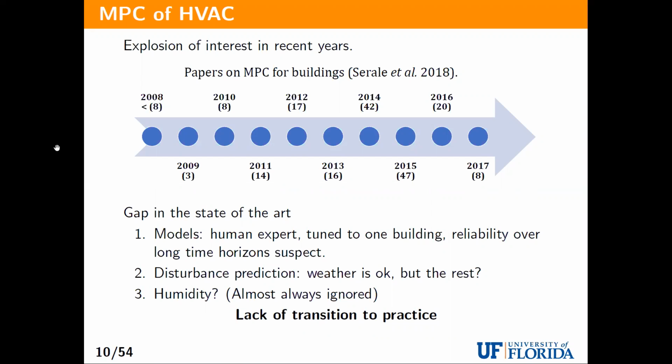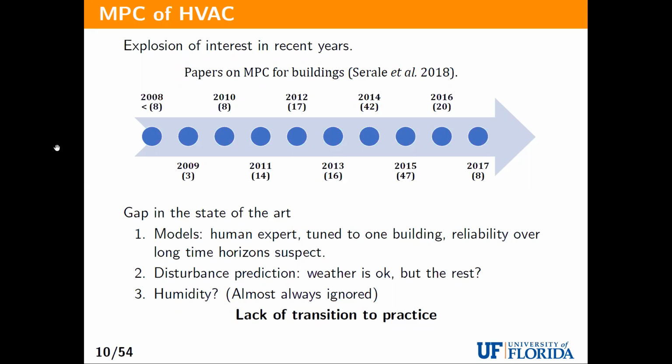The other problem is disturbance prediction. Weather prediction is okay. We can get it from somebody else. But all the other stuff, we need to predict that. And that's not easy. And humidity is almost always ignored, especially in the MPC literature, not in general the air conditioning literature. Air conditioning literature does a pretty good job in worrying about humidity, but the MPC literature has completely ignored it. Now in California, you might say, I don't really care, right? It doesn't really matter so much. In Florida, Southeast Asia, and many other places, actually you cannot ignore that.